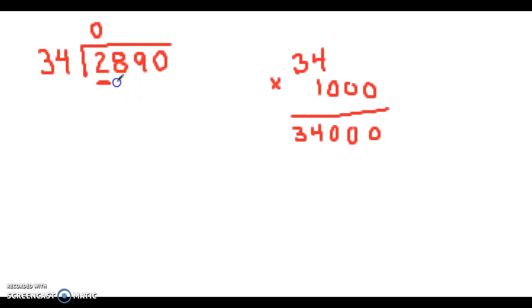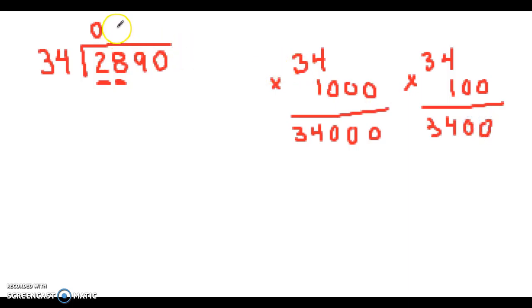So next we're going to move on to the hundreds place and multiply our 34 by 100. And that is going to equal 3,400, which again is too big because we just have 2,890. So again, we're going to put a 0 here to represent that we have 0 sets of 100.